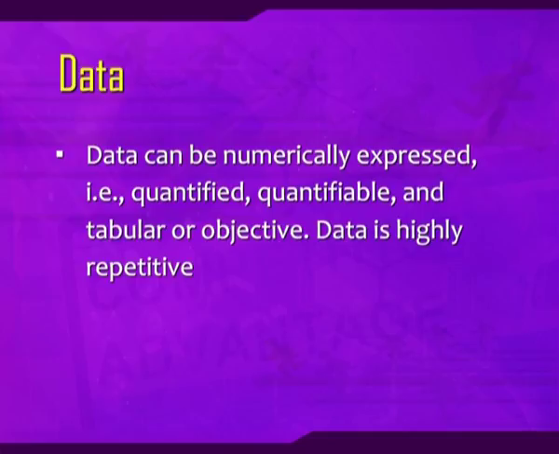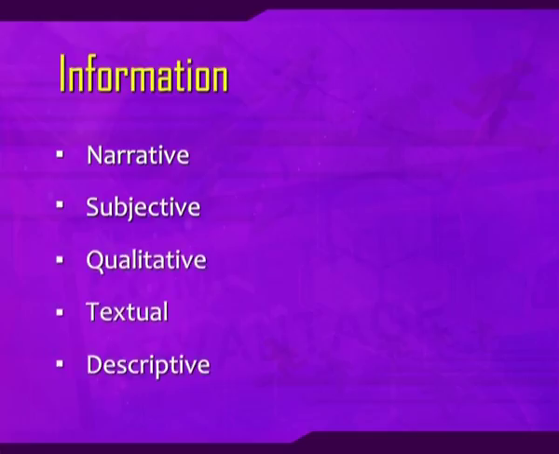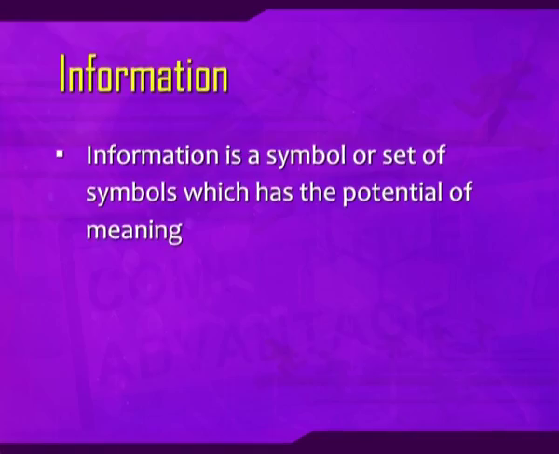Data can be numerically expressed, that is quantified, quantifiable and tabular or objective. Data is highly repetitive. Information is not only highly repetitive or quantified or quantifiable. It is characterized as narrative, subjective, qualitative and textual or descriptive. Data are numbers or unit facts frequently repeated, whereas information is ideas. In other words, information is a symbol or set of symbols which has the potential of meaning.